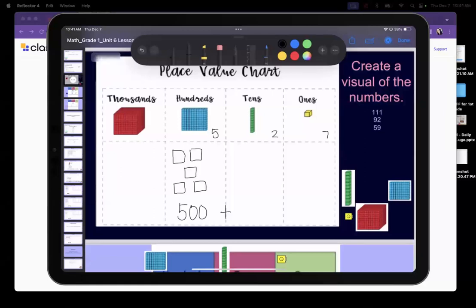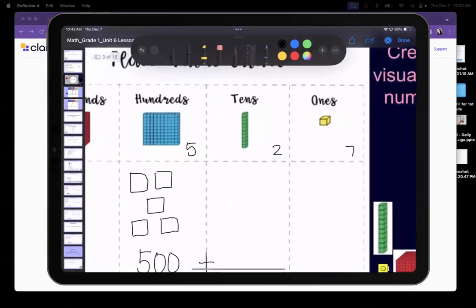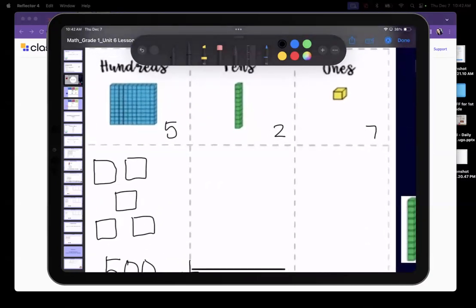How many tens sticks do I need, Quinn? In the tens place right here. For 527. How many 10 sticks? In the tens. Can you see it? Middle. There we go. 2. There we go. Good job.